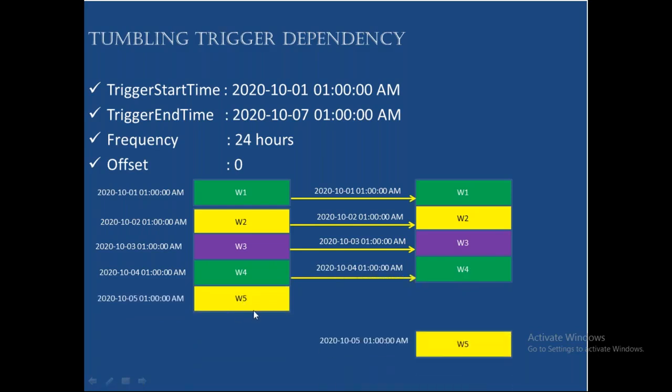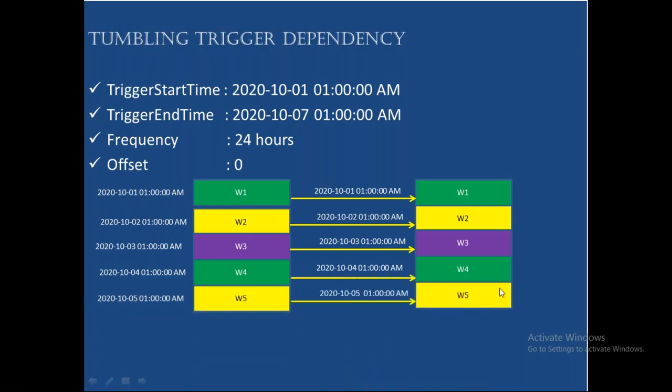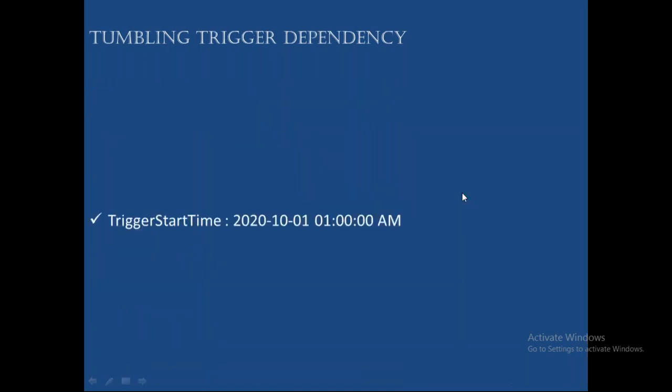Next, window 5 will start. Here also it will start. It will wait, and once it receives the status, it will start. Same thing here. You understood, offset 0 means it is waiting. It is waiting. At the same time it will start, but it is waiting. Now let's go with another example.